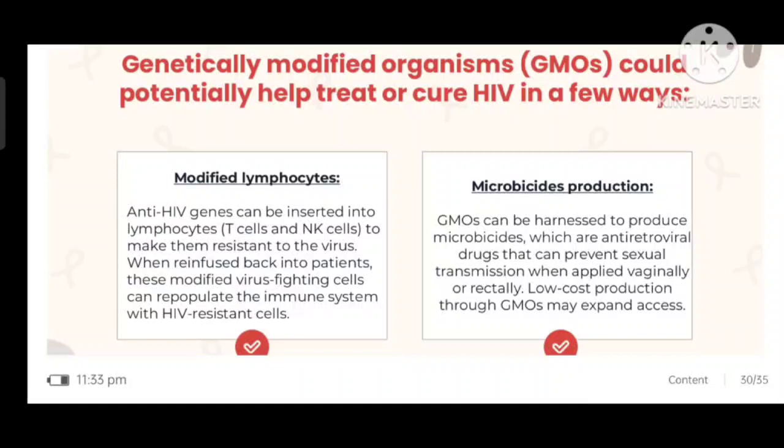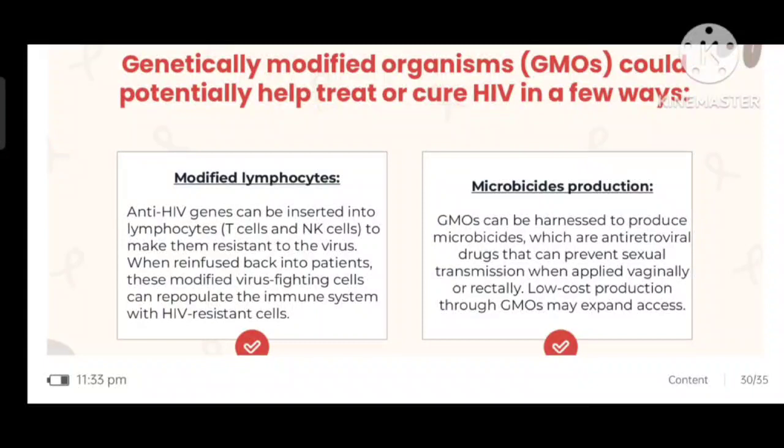Another example is modified lymphocytes, where anti-HIV genes can be inserted into lymphocytes, T cells and NK cells, to make them resistant to the virus. When reinfused back into patients, these modified virus-fighting cells can repopulate the immune system with HIV-resistant cells.